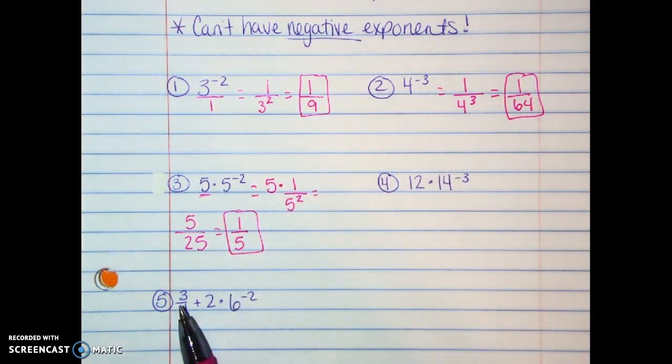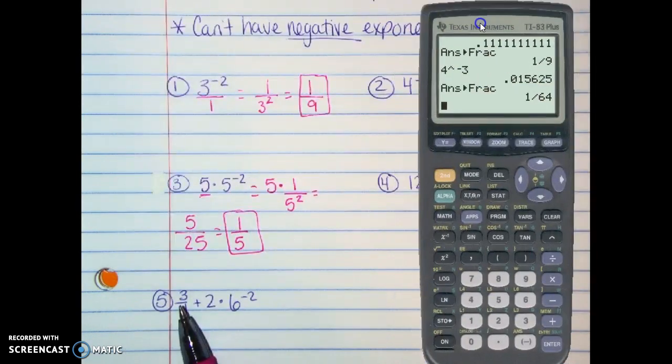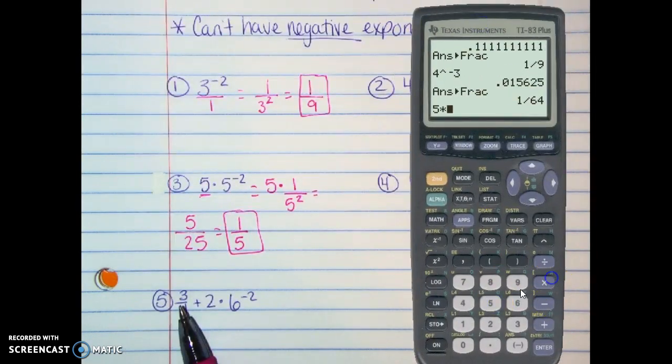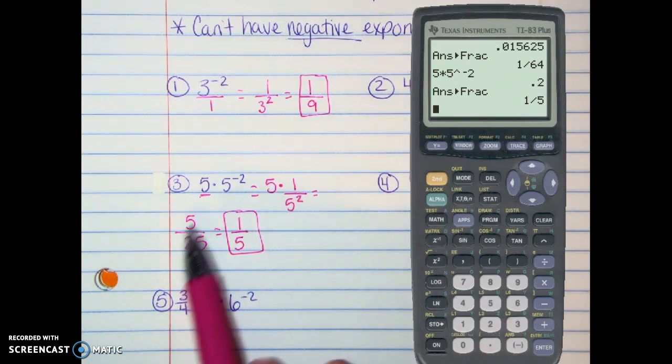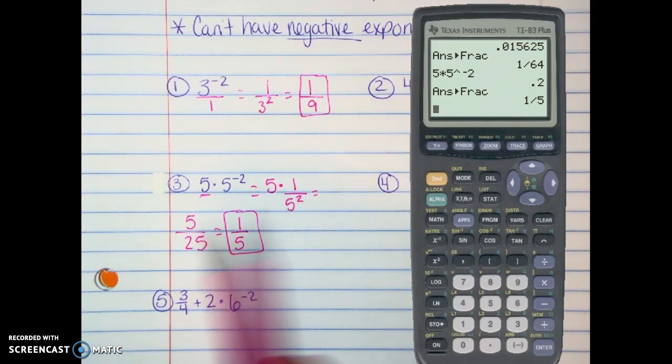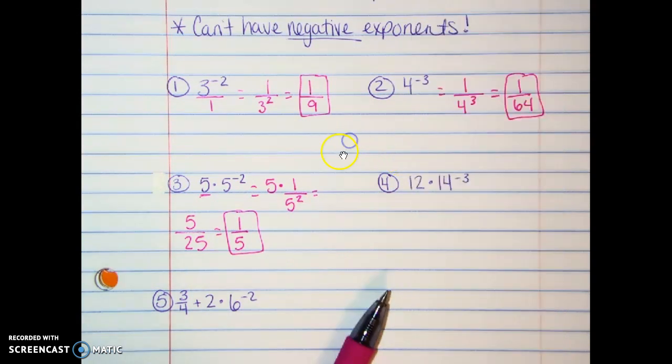And let's look at it on the calculator again. So 5 times 5 to the negative second power. And then math, enter, and I get 1/5. Okay, and I'm okay on your assignment if you skip this part right here and just go straight here. Know that 5 times 1 is 5, and then 5 squared is 25. I'm okay with that. Okay, 2 more examples.